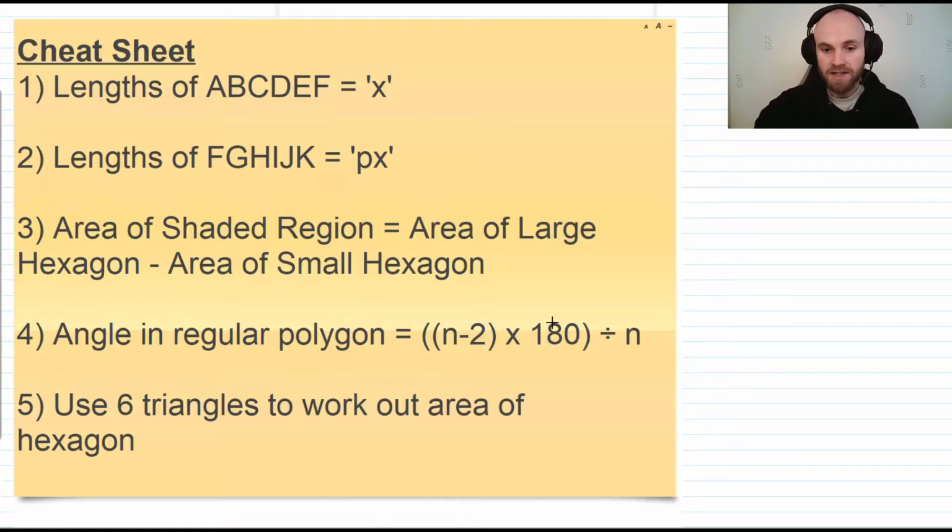Any angle in a regular polygon is given by this formula, where n is the number of sides: n minus 2, multiplied by 180, divided by n. And we're going to use 6 triangles to work out the area of the hexagon.